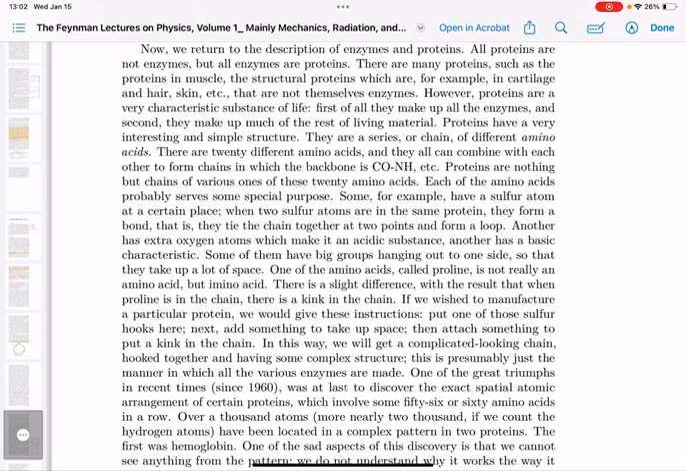Yeah, that makes sense. There are many proteins, such as the proteins in muscle, the structural proteins, which are, for example, in cartilage and hair, skin, etc., that are not themselves enzymes. However, proteins are a very characteristic substance of life. First of all, they make up all the enzymes, and second, they make up much of the rest of living material. Yeah, that was exactly what I was saying earlier. Actually, I said protein is kind of what living things are made of.